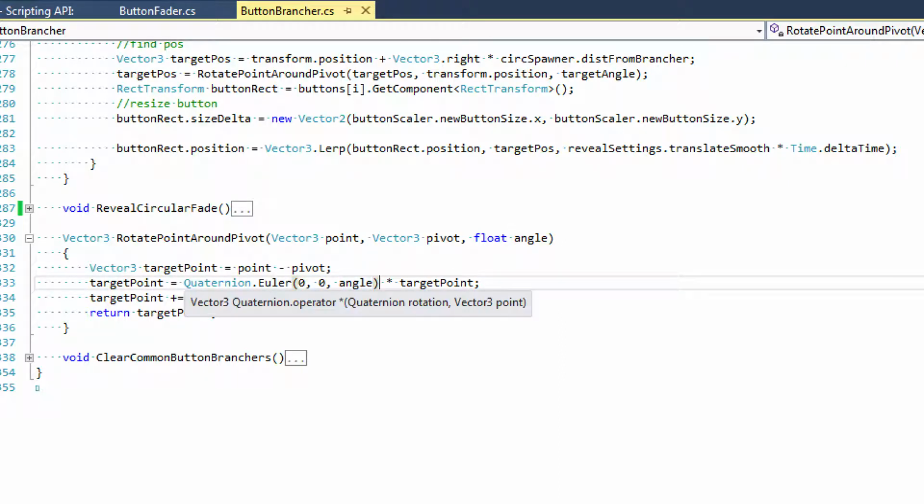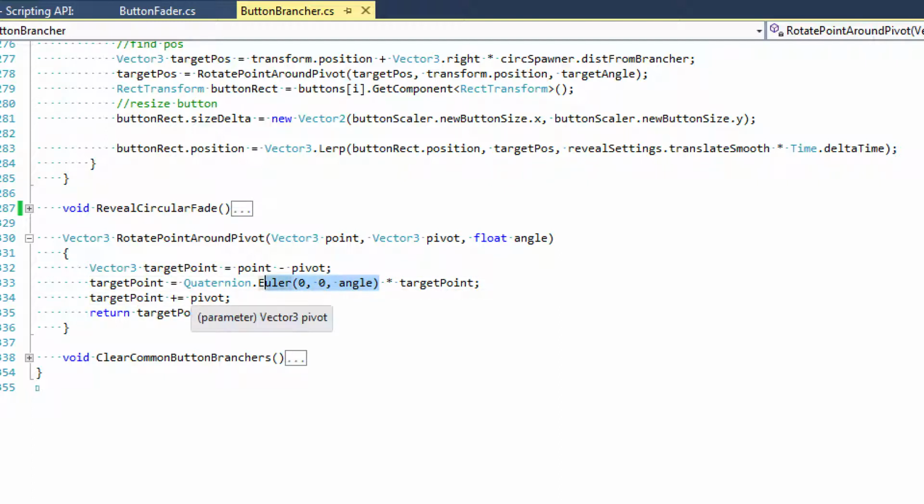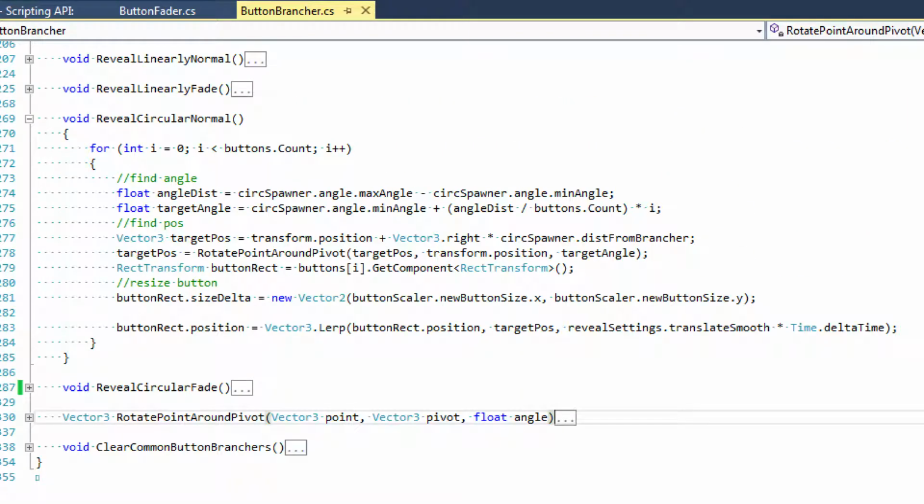And then what we do is we take that Quaternion.Euler and we multiply it by targetPoint. Now when you multiply a quaternion by a Vector3, you're going to get a Vector3 returned, and that Vector3 is going to be rotated around at that quaternion's angle. Okay, so here we are actually rotating the Vector3 point. And after we've rotated that point, we're going to add it to our pivot and then finally return that target point.